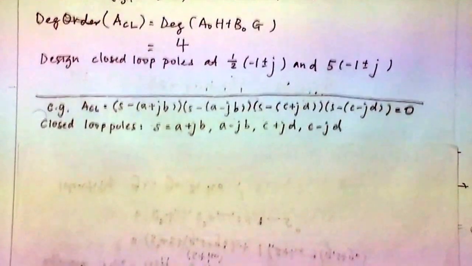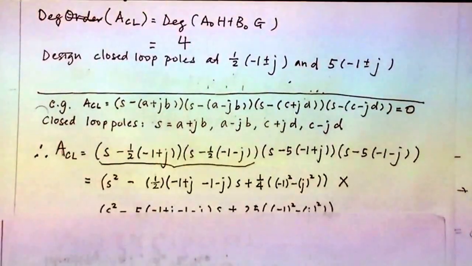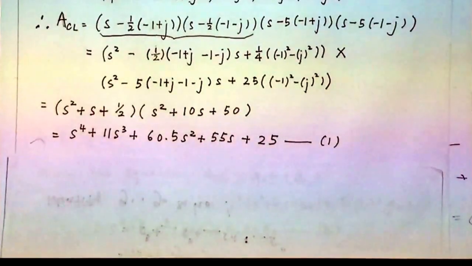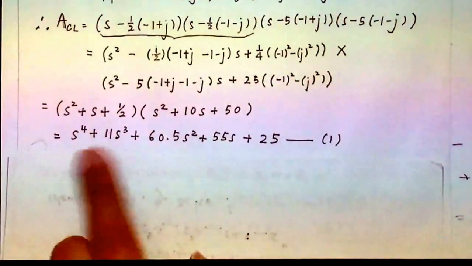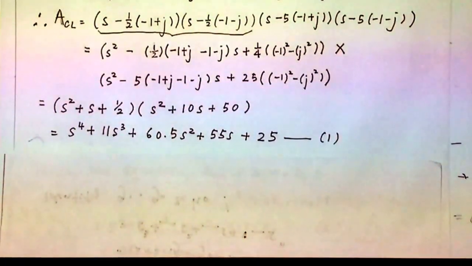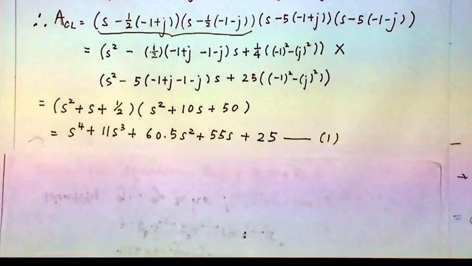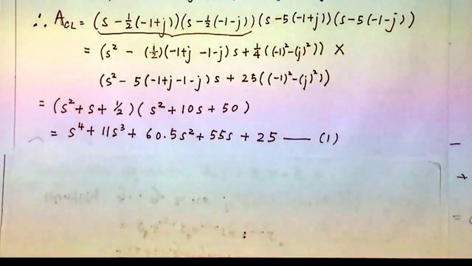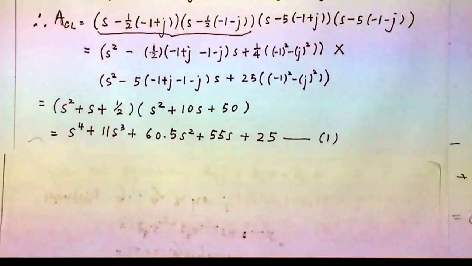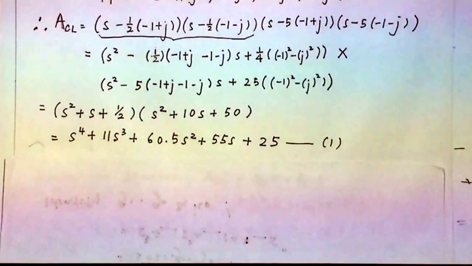Be careful, and you try to expand. I don't need to copy, right? Expand, and get S to the power 4 plus 11 S cubed plus 60.5 S squared plus 55 S plus 25. And that's equation 1. This is the closed loop polynomial for your desired closed loop poles. Equation 1. How do you form equation 2?